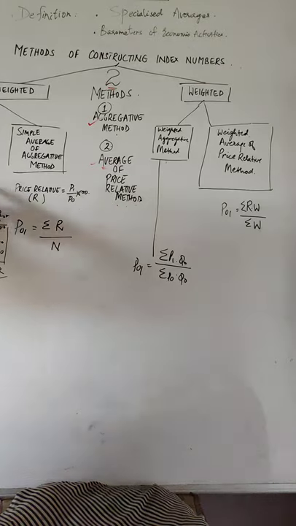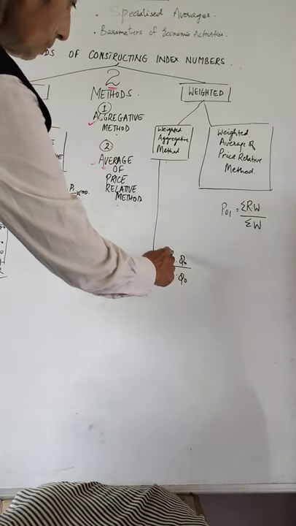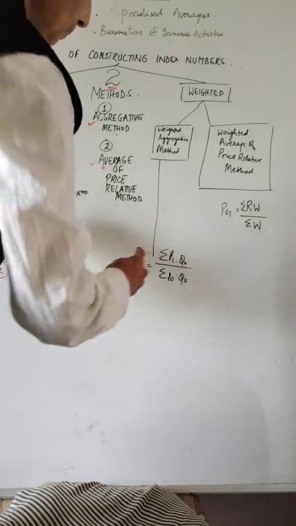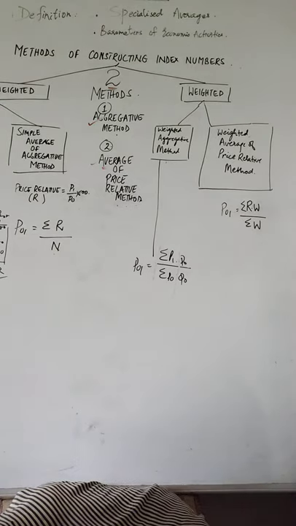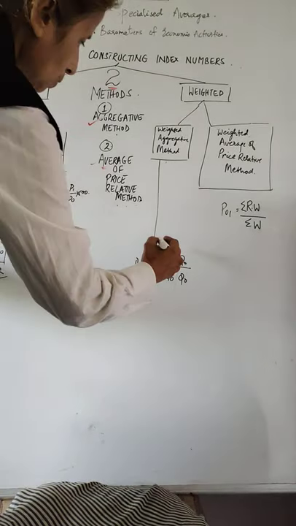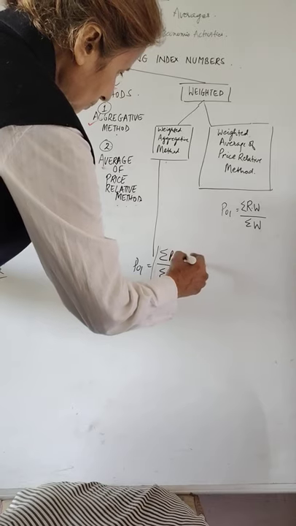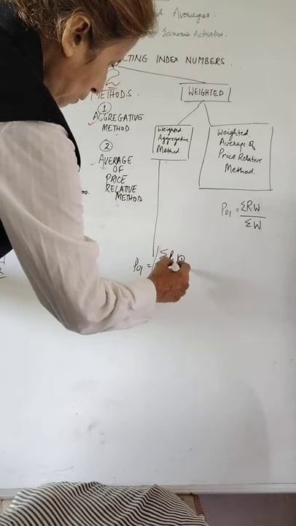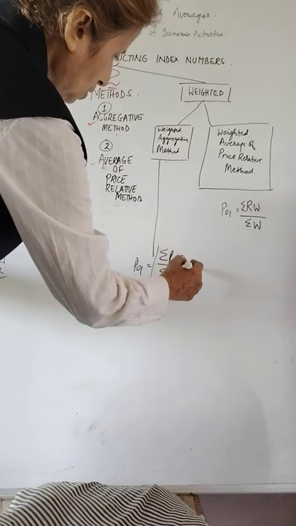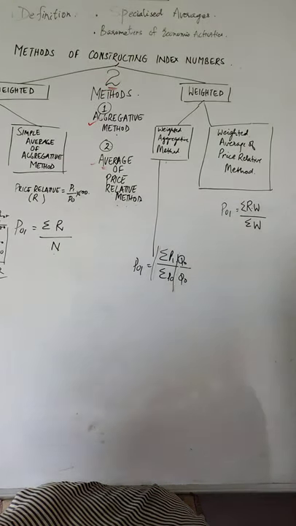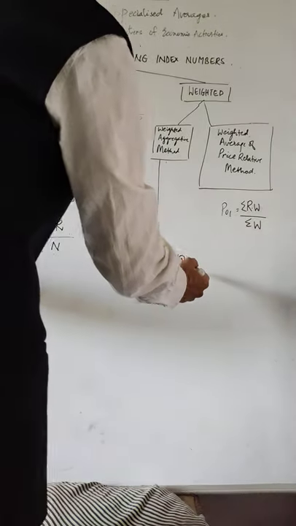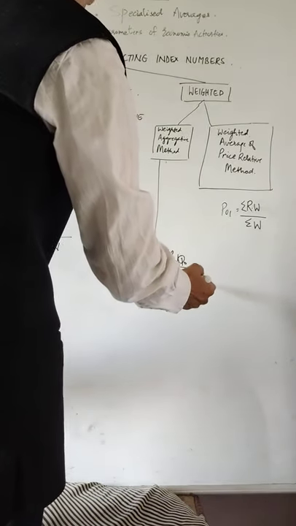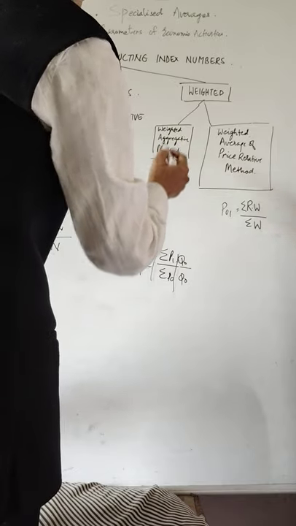You know that this is known as the aggregative method. Is that right? So this is the aggregative method, sigma P1 upon sigma P0. Now you have to just multiply this with Q0. Whatever weights or quantities you have taken, you will multiply the quantities here. 0 means in the base year. So this is how you will multiply and you get the weighted aggregative method.